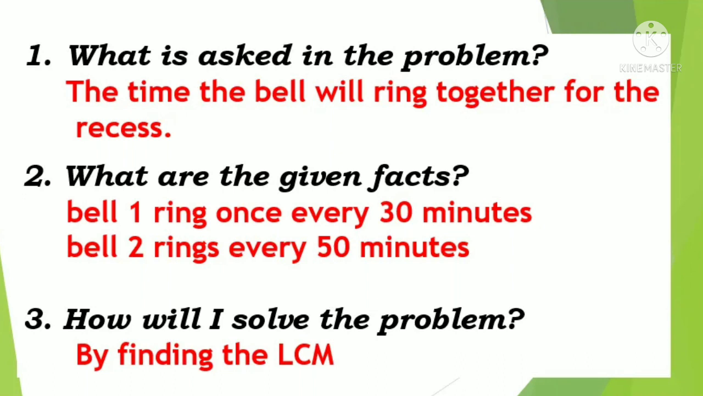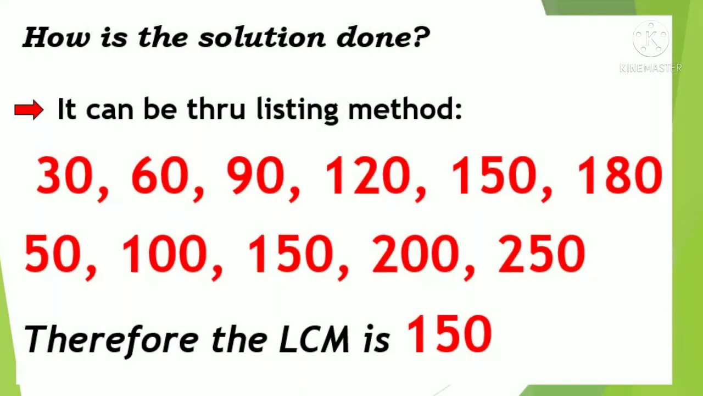How are we going to solve the problem? By finding the LCM. How is the solution done? It can be through listing method. List down the multiples of 30 and 50, and then find the least common multiple. Therefore the LCM is 150.